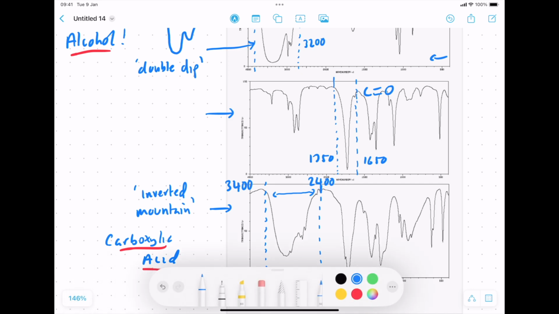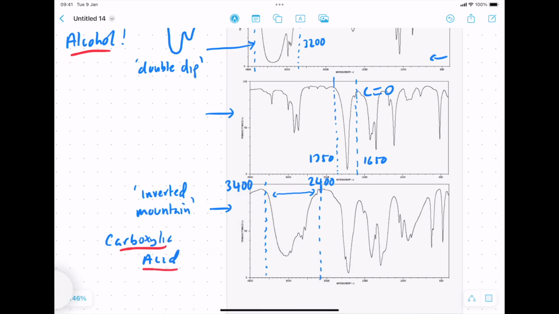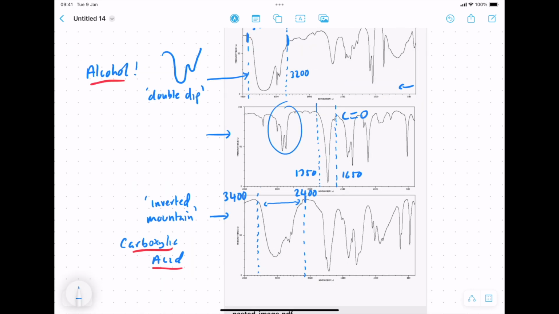And then what you have to do is look at this part here. When you see some sort of evidence of a peak in that region, which is, if you see the 3000 there, so it's around about 2800 to 3000. This can either be an aldehyde or a ketone. So you have to be given more information in the question to make that determination.